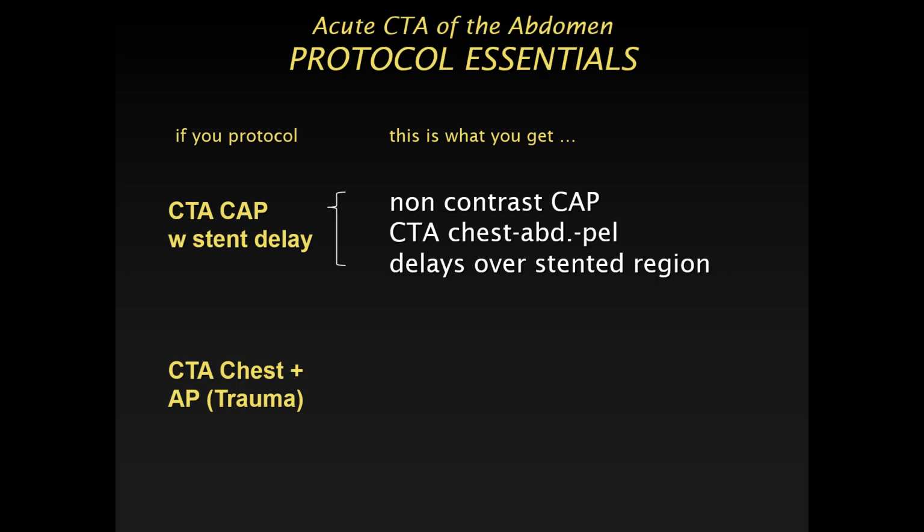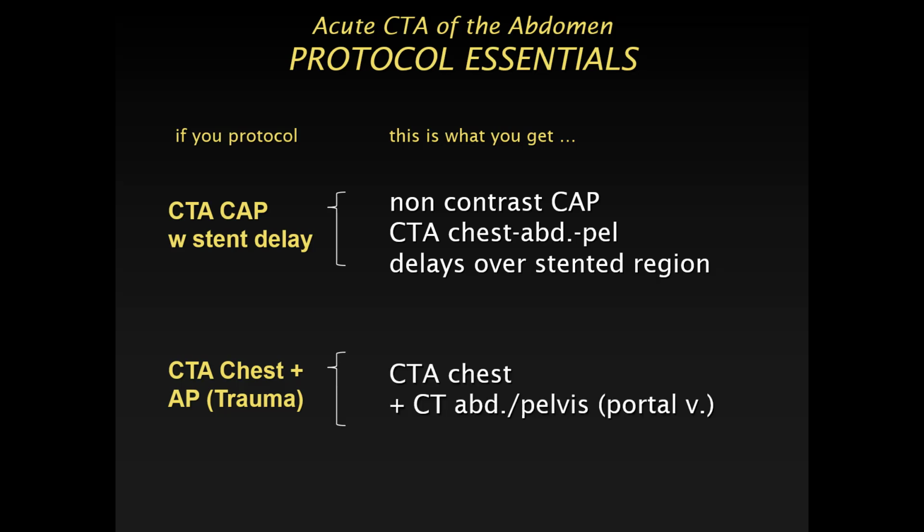If you order a CT angio chest with abdomen pelvis trauma protocol, then you will get a CT angio of the chest. That's the one CTA that does not have a non-contrast. And then you get a portal venous CT abdomen pelvis. So that's a very commonly used protocol, and usually the ED guys order this, and this is what usually gets scanned.